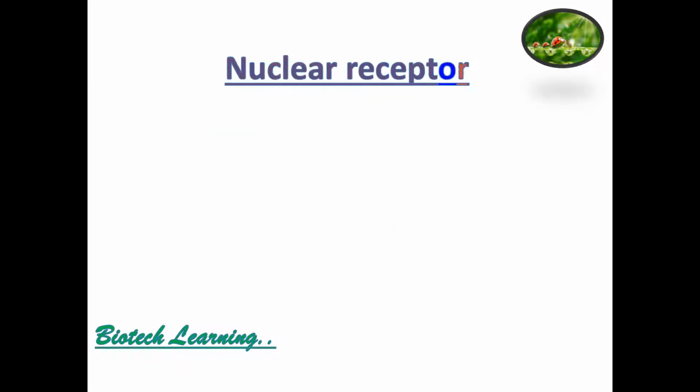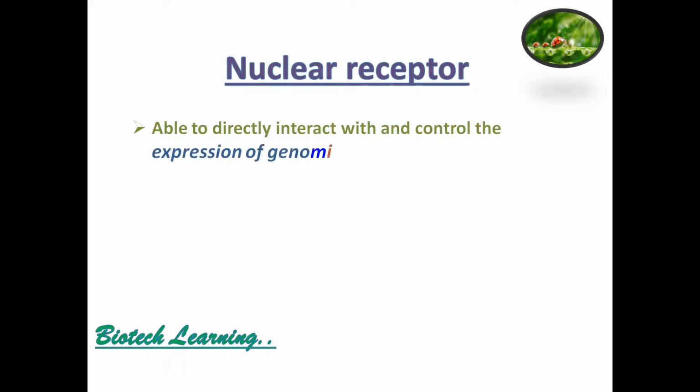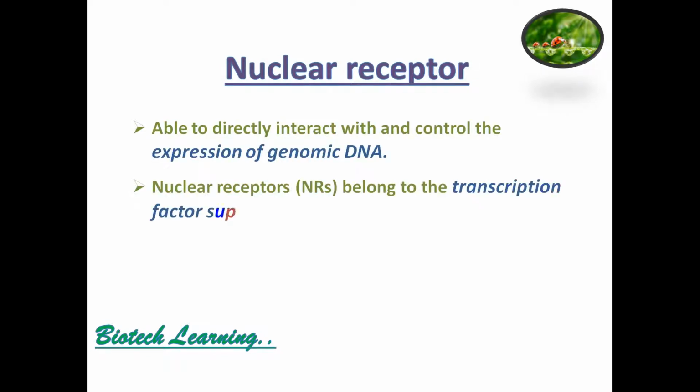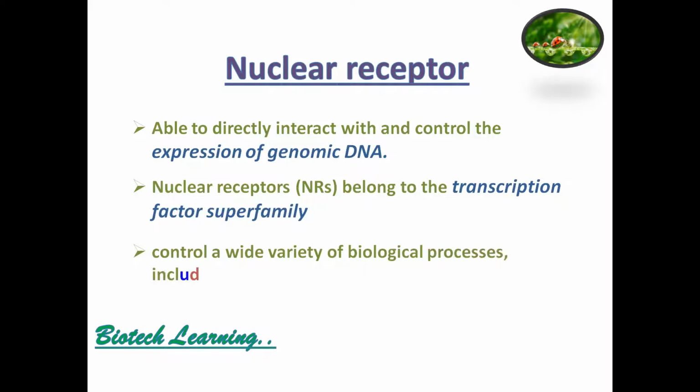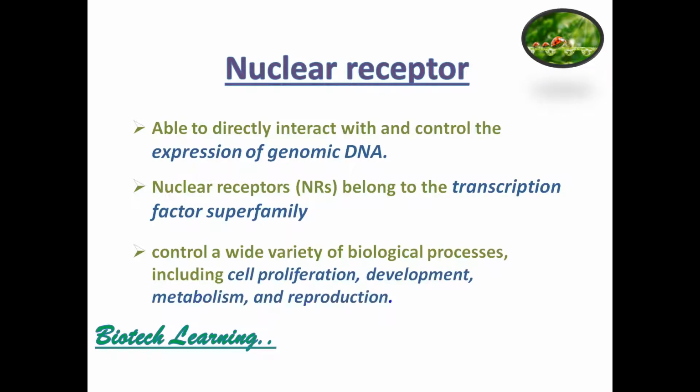So what are nuclear receptors? They are able to directly interact with and control the expression of genomic DNA. That's why they are called nuclear receptors. They may be present either in the nucleus or in the cytoplasm, but the effect is directly on the genomic DNA, and that's why they are called nuclear receptors. Nuclear receptors belong to the transcription factor superfamily, so they're basically transcription factors, and they control a wide variety of biological processes including cell proliferation, development, metabolism, reproduction, etc.